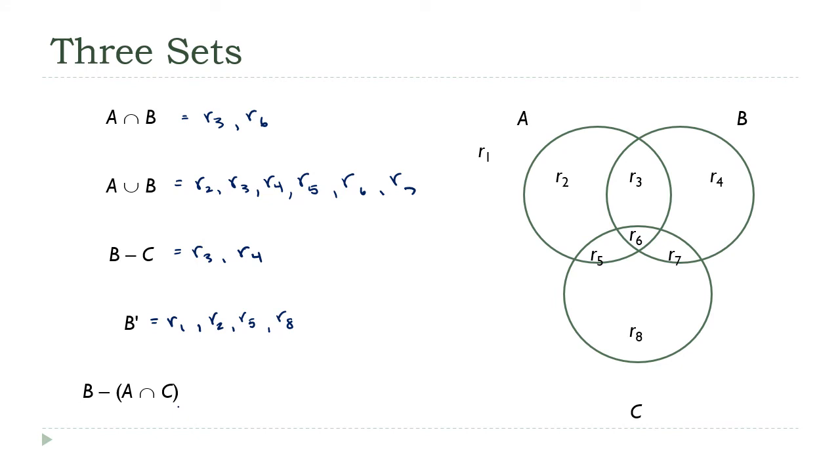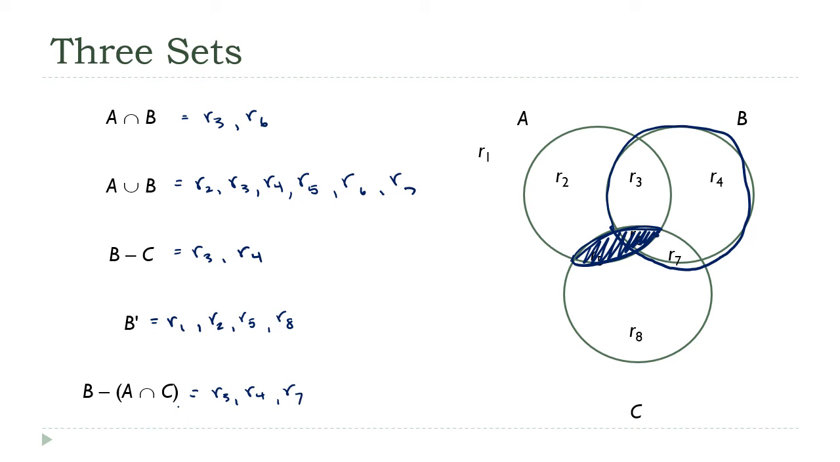Okay, one more here. Oh, this one's a little messy. B minus the intersection of A and C. So first, where's the intersection of A and C? Right, the intersection of A and C is here. And I'm looking at B, but take away anything that was in those two parts. So take away this. What's left? What's left is region 3, region 4, and region 7.